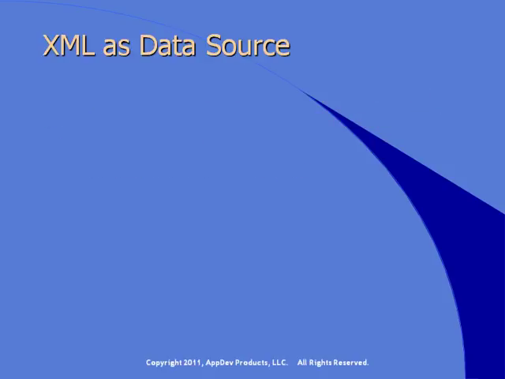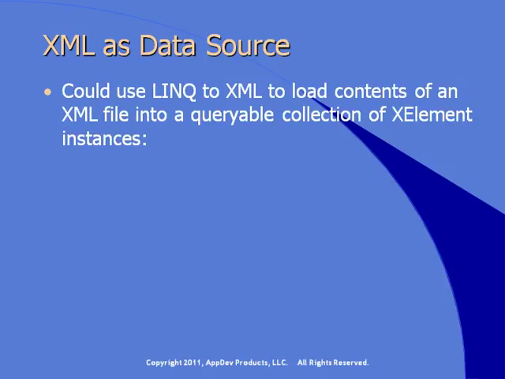Just to introduce the concept, although we won't delve into it here, you could also use XML as a data source. You could use LINQ to XML to load the contents of an XML file or an XML stream, it doesn't matter. In this case, I'm using a file, into a queryable collection of XElement objects. And the code would look something like this. XElement.load, given a file name, loads the items into a collection of XElement objects.